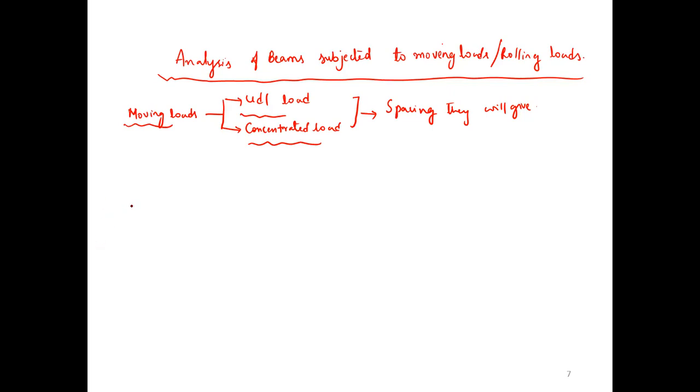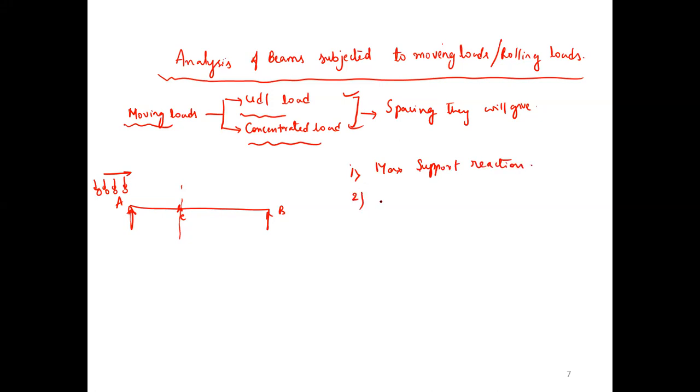For example, if you consider a simply supported beam AB, with a section C, and a series of loads like this, one, two, three, four, just rolling on this beam. What are we going to determine for these two load cases? First, the maximum shear force at supports, or the maximum support reaction. Both are the same.